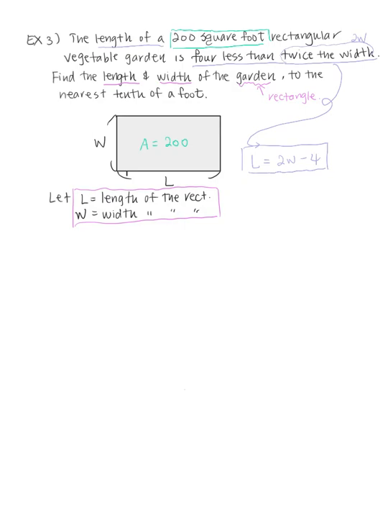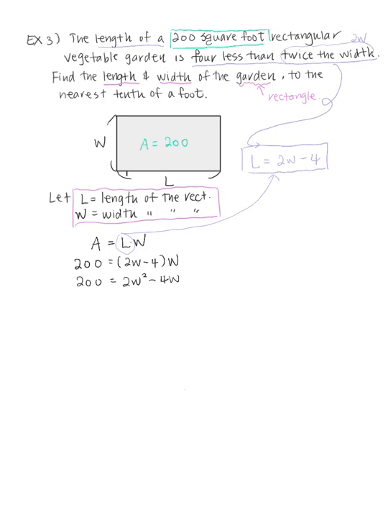Since we're given the area of the rectangle, let me write down the formula to compute the area of the rectangle. Area is given by length times the width. Now A is 200, and our L is given by 2W minus 4, so I'm going to replace L with 2W minus 4 and then multiply that by W. Okay, so now I think we're good to go. So we got 200 equals, distributing that W, 2W squared minus 4W.